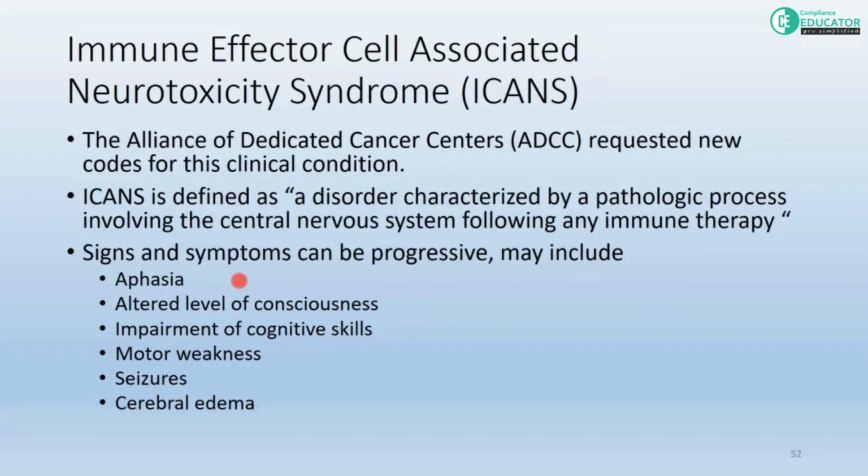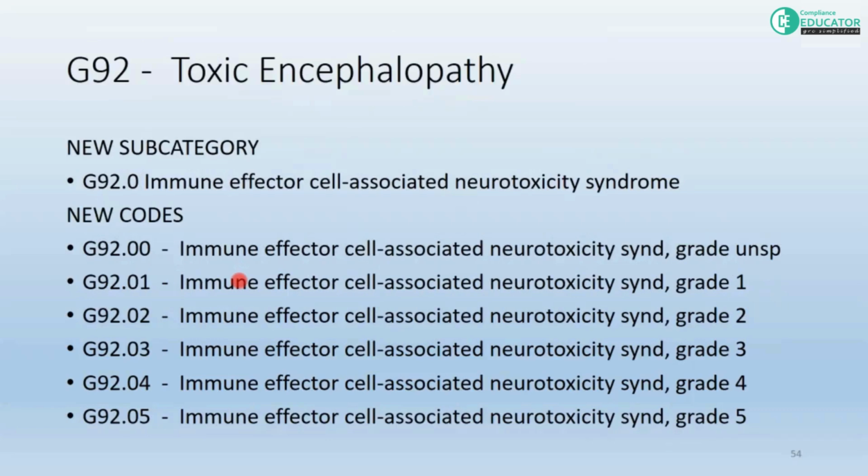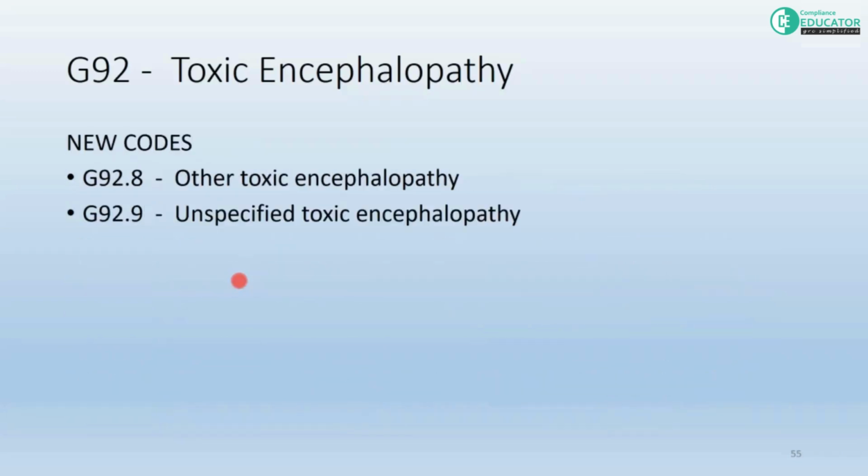They talked about signs and symptoms. Again, just kind of going through the information. This is a perfect example of where I've given you all the information that I could find on going into these new codes so that you can have it as a background for the logic. Because at the end of the day, what do we have? We have a new subcategory, and then that category has been expanded out so that we have this set of codes for this immune effector cell-associated neurotoxicity syndrome. It is differentiated by grades, and then the last two codes have other and then unspecified.